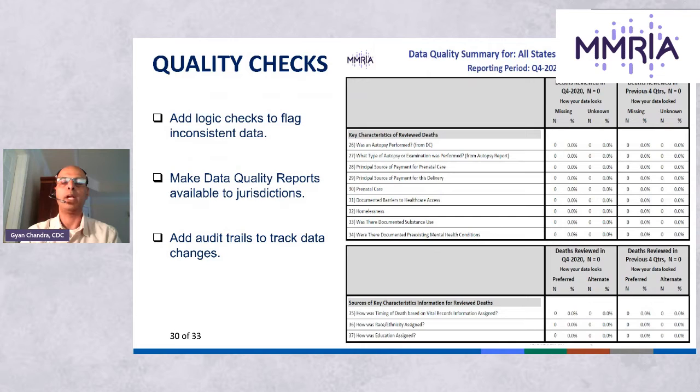In order to improve data quality, we plan to add advanced logic checks to flag inconsistent data between data collection forms and among related data fields. We also plan to make data quality summary reports available to jurisdictions that track changes in key data quality indicators. We are also working on adding audit trail functionality to view when changes are made to various data fields.